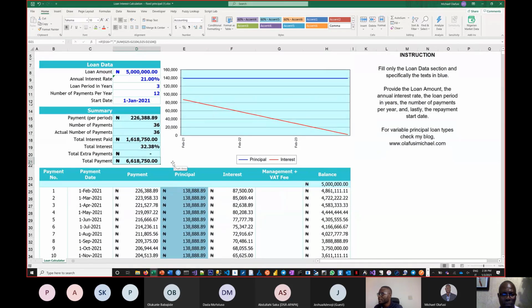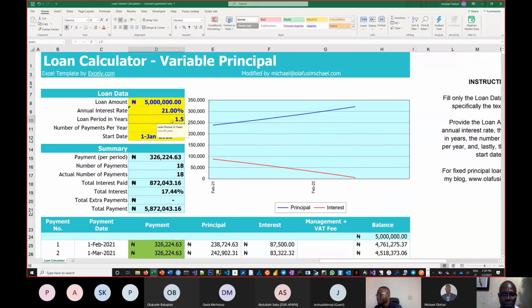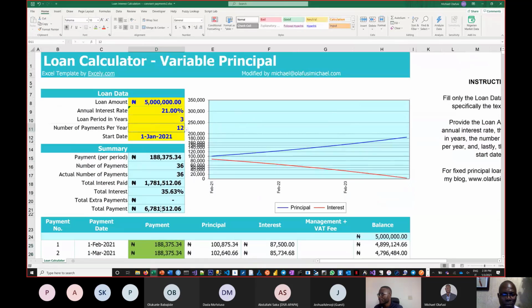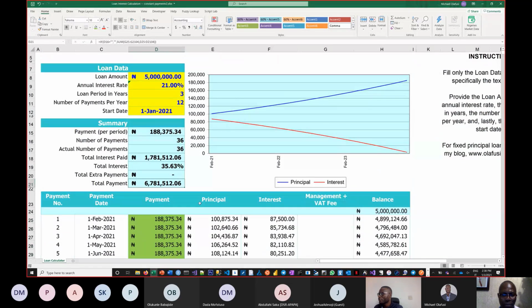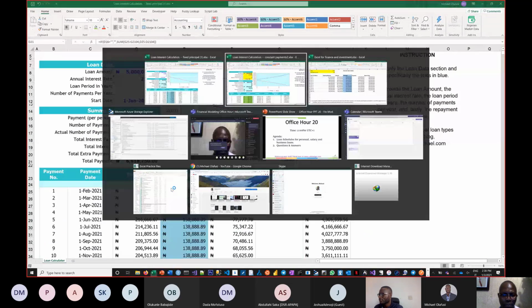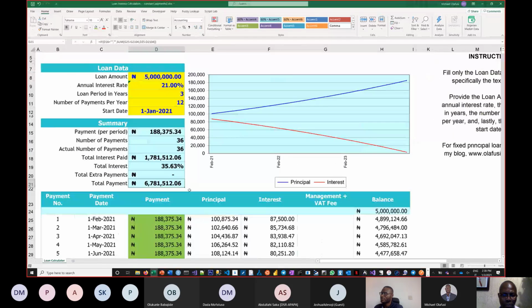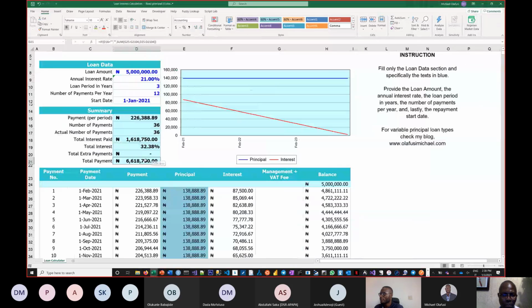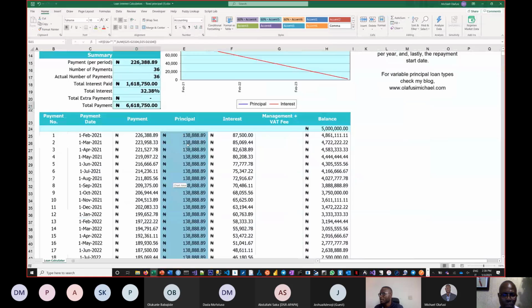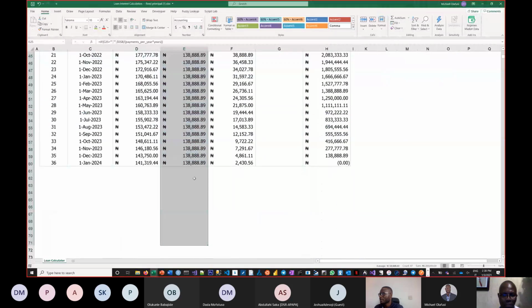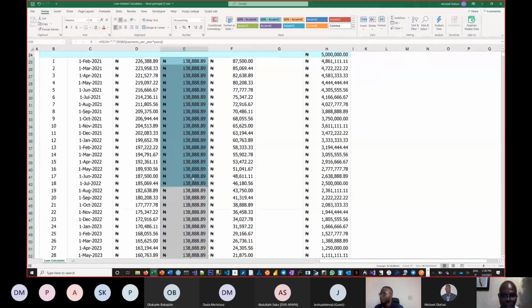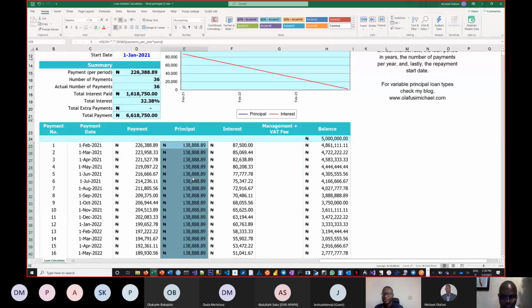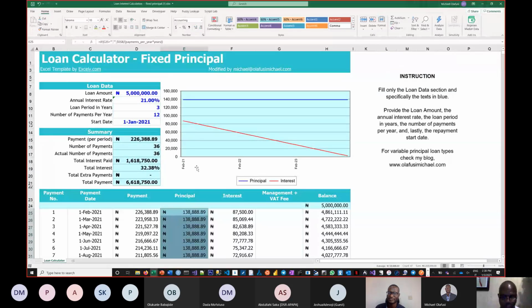Now, if I put this at 3 years here, you will see that this can be really very significant. Can you see? There is almost a 160,000 naira extra that the person who is using this approach is going to pay more than the person who just went the traditional or the much more standard fixed principal. Okay, so any questions so far?